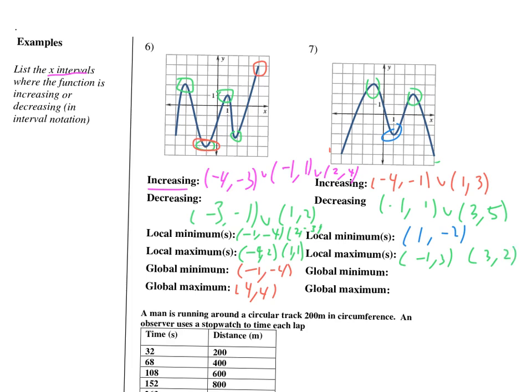The global minimum, actually I'd say that's a tie. We have that one and that one. So I would say -4, -4, and 5, -4. And then the global max would be this one up here. That's the highest point on the graph. So it'd be -1, 3.